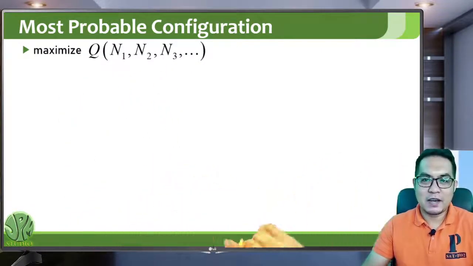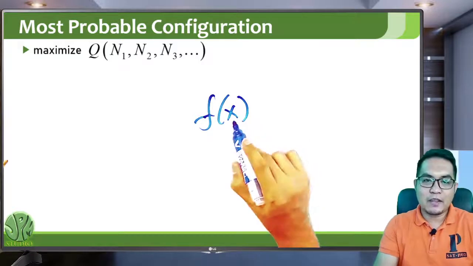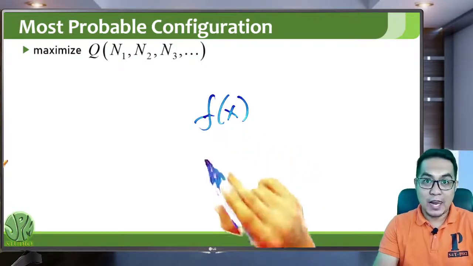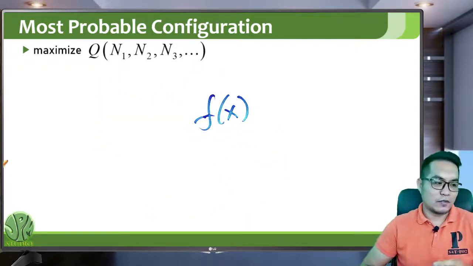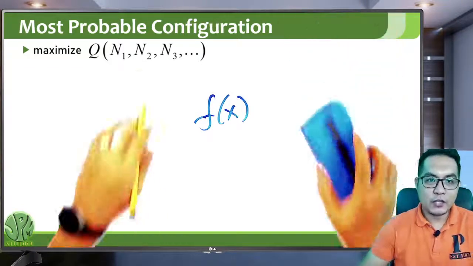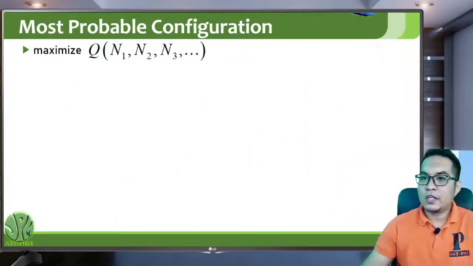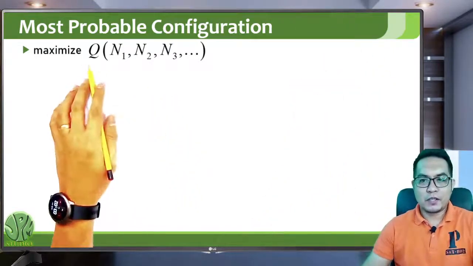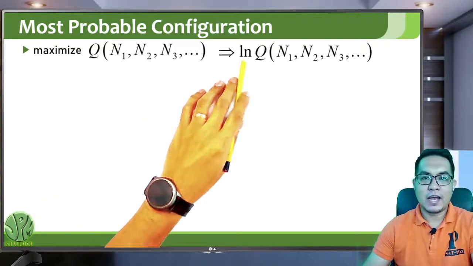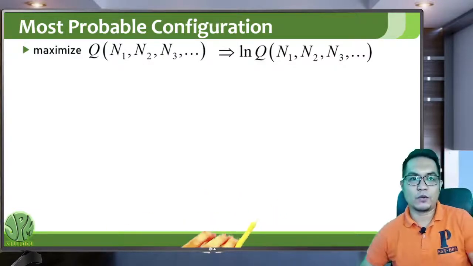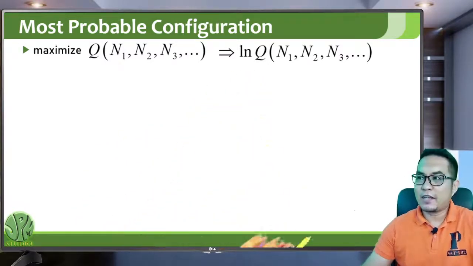That's how you maximize a function, right? If you have f of x, if you maximize f of x, you're actually trying to find the value of x which makes f the largest. So we'll try to find the configuration which makes Q the highest. So that's the most probable configuration, the configuration with the largest number of states, Q. Okay, so if you maximize a function Q, the answer to that is just the same as maximizing the function of ln of that Q, where Q is a number. So if you maximize a number, the answer to that is just the same as maximizing the ln of that number.